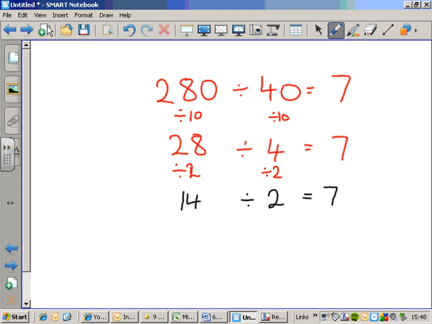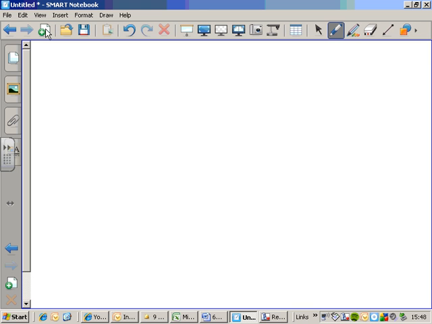So, what we learn from this is that we can adjust the numbers in a division sum any way we like, as long as we do the same thing to both the numbers. And as long as we do the same thing to both the numbers, then the answer we get with our new numbers will be the same as the answer we would have got with our original numbers. And that comes in rather handy when we have to divide numbers by a decimal.